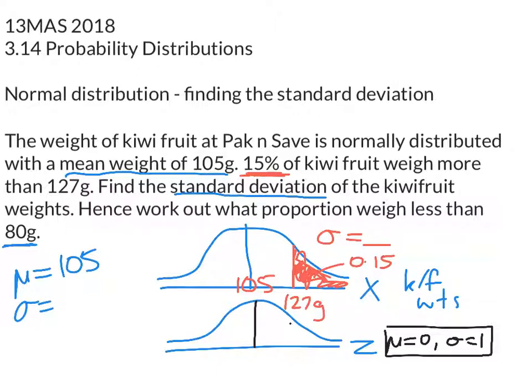So what we're going to do is to figure out what is the Z value that will have 15% in this tail. In other words, how many standard deviations above the mean must I be to get 15% in the tail? So there are two ways to do this. One of them uses your calculator and one uses the table. So we're going to go through how you do it using the table on the next slide.